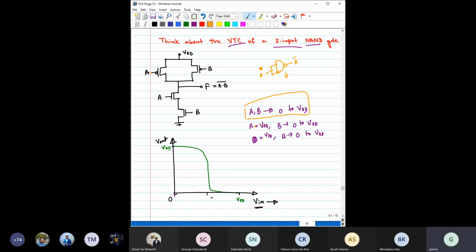And also you can clearly see from here. Suppose you see from here, you have two inverters. So basically you have two PMOS. If you are trying to compare it with the inverter, then what would be the difference? See here.